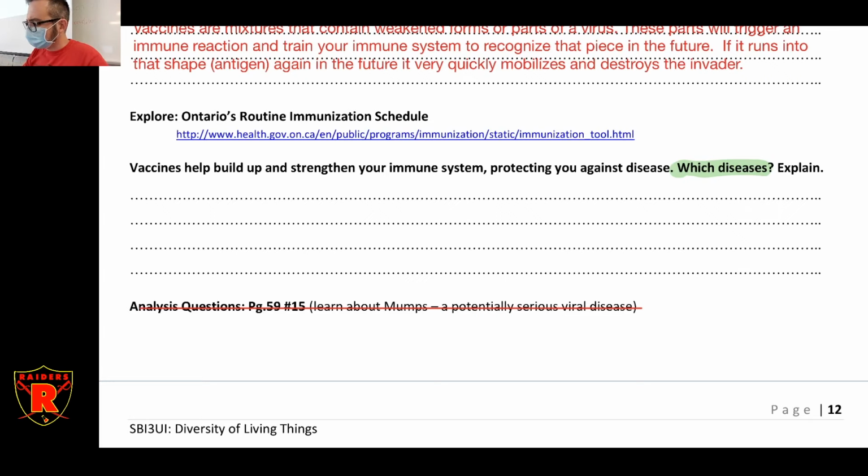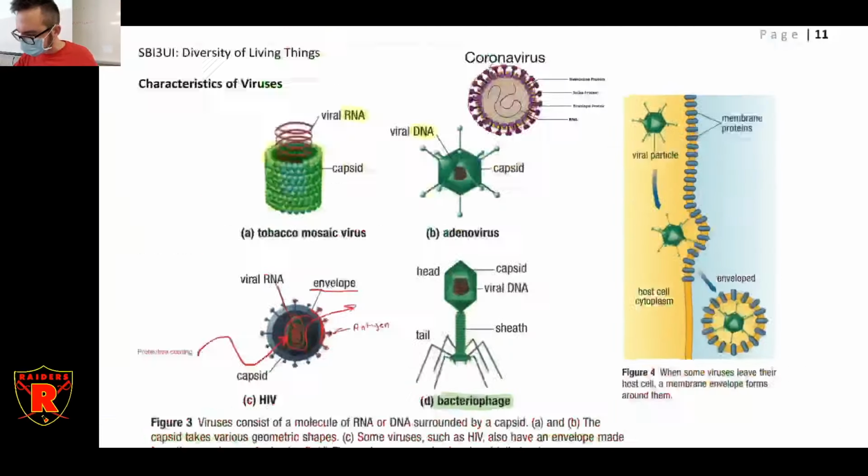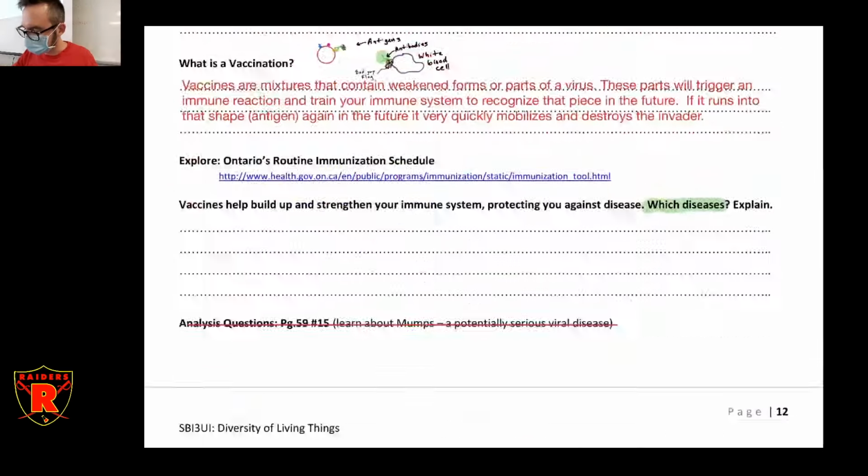You don't really need to know about mumps, but I would like you to know what vaccines are available. So I'm going to give you some time to do this right now. There was another question I asked you to look at too, which was up here: the difference between an epidemic, a pandemic, and when something becomes endemic. What does that mean? It's usually applied to viral illnesses.